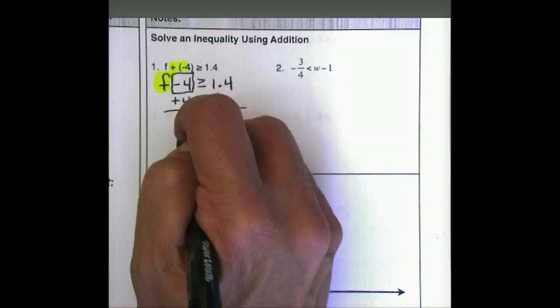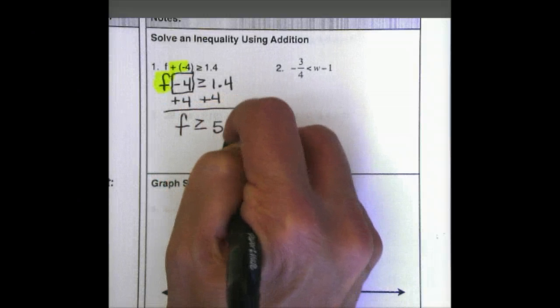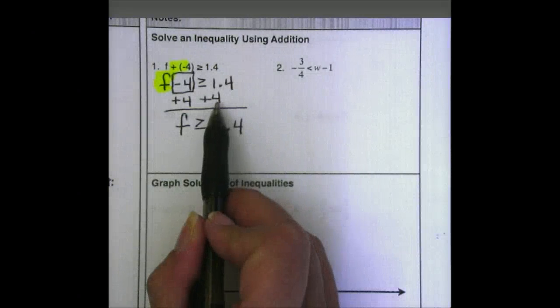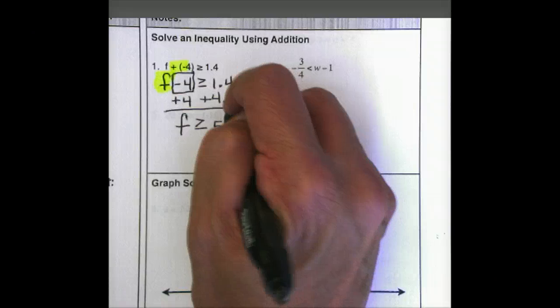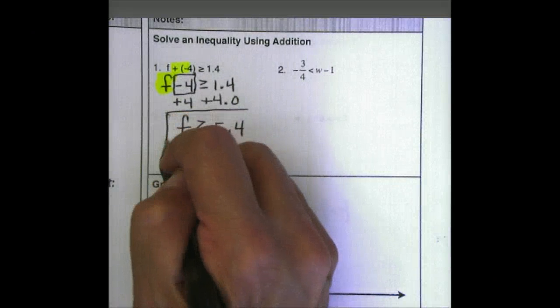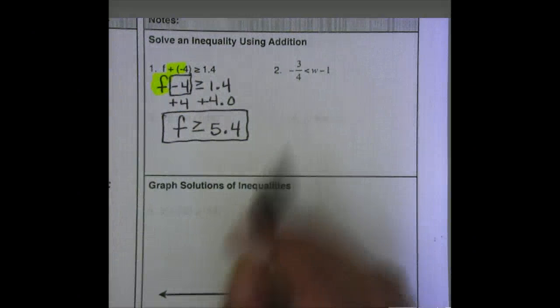And when you do this, you're going to get f is greater than or equal to 5.4, because you line up your decimal points and 4 is the same as 4.0. So this would be our solution. Now let's take a look at number 2.